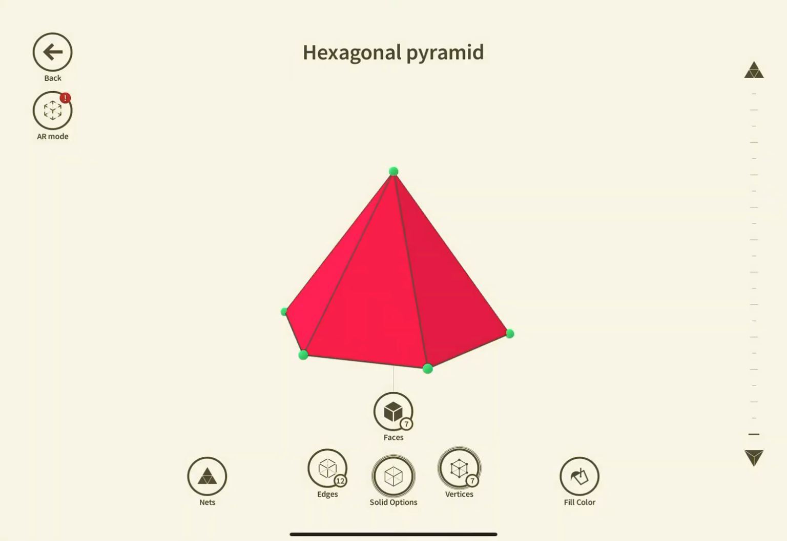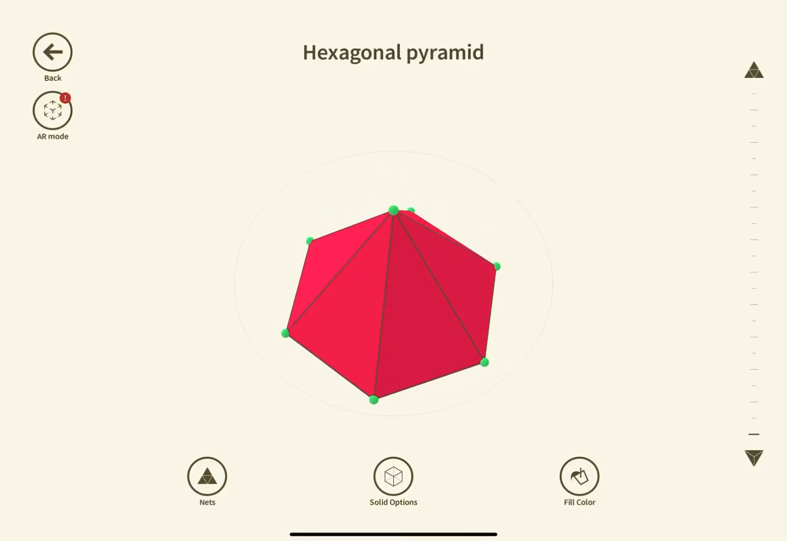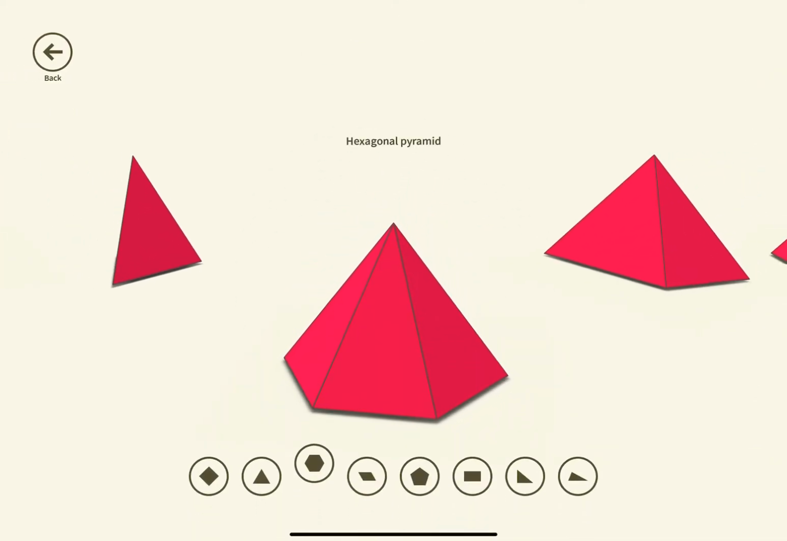We can get rid of the edges, we can look at the vertices. So we know that there's 6 vertices along the bottom, and they all join up at 1 vertex at the top. Okay, now let's look at prisms.